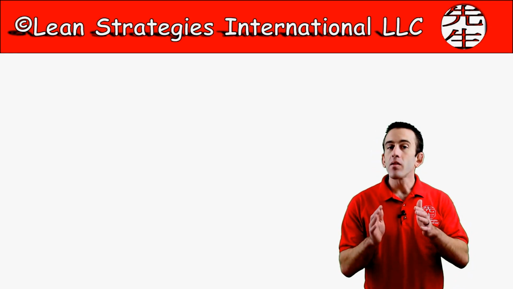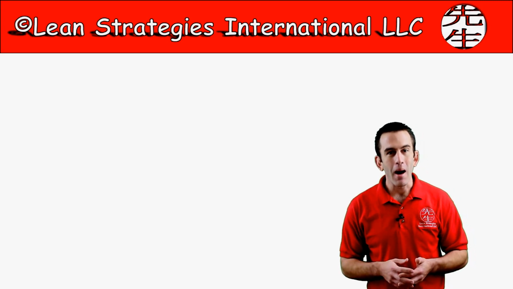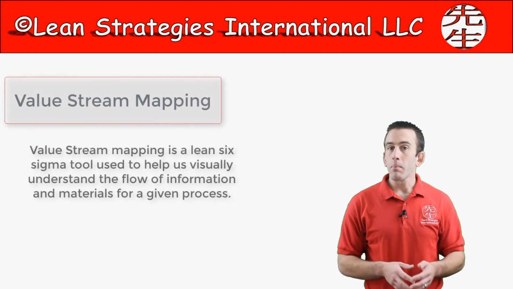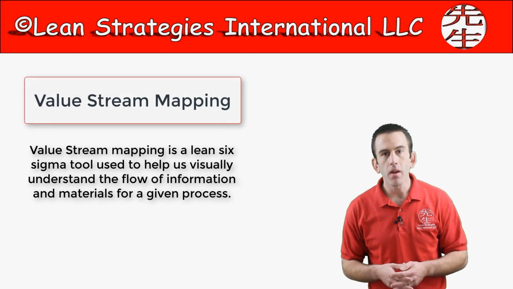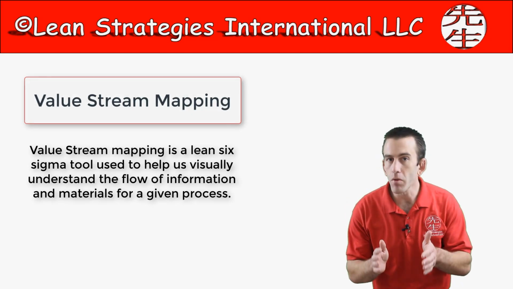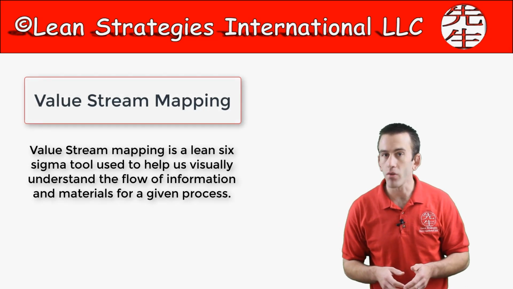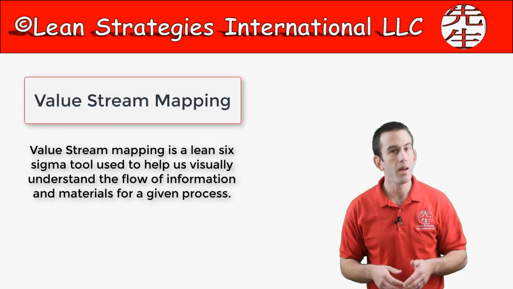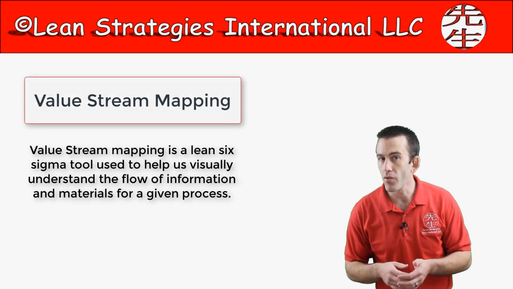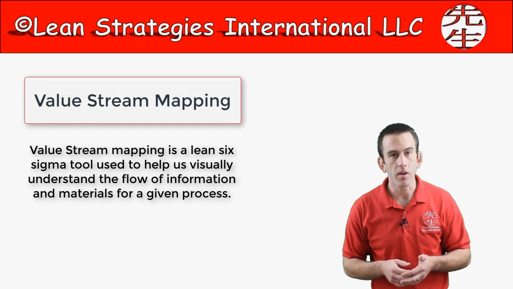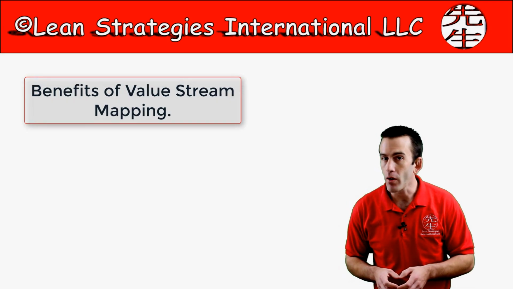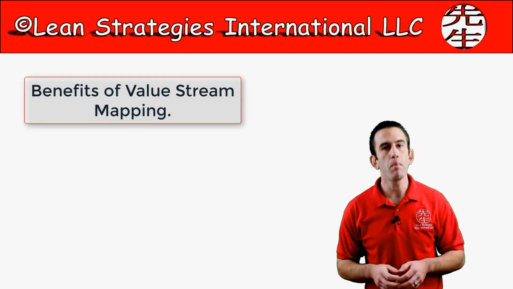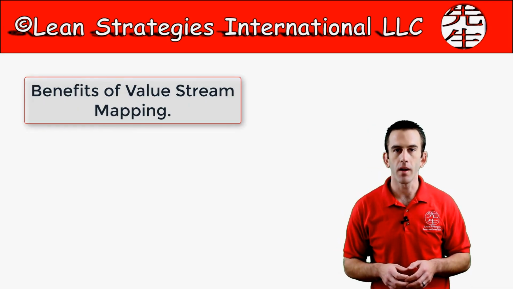Now that we are familiar with what a value stream is and the different types of value streams, let's discuss value stream mapping. Value stream mapping is a Lean Six Sigma tool used to help us visually understand the flow of information and materials for a given process, such as the order-to-cash fulfillment cycle we discussed earlier. This powerful tool we call a value stream map has some great benefits associated with it.